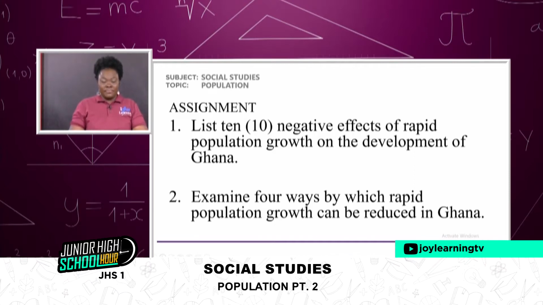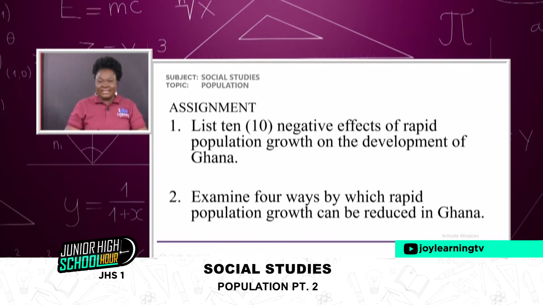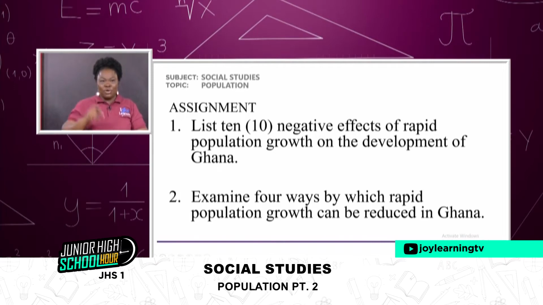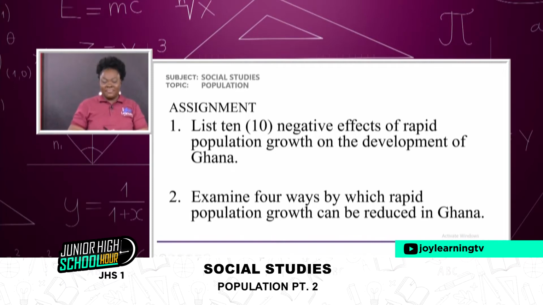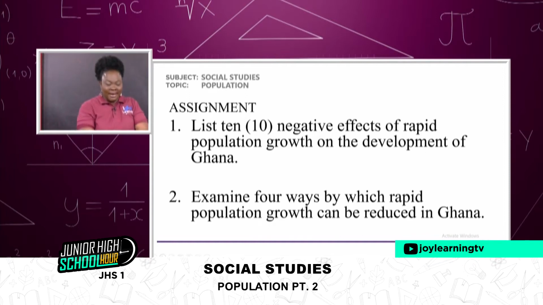Question number 1. List 10 negative effects of rapid population growth on the development of Ghana. 10 negative effects. Remember, we mentioned a lot of them, the negative effects. 2, examine 4 ways by which rapid population growth can be reduced in Ghana. You've written that already.